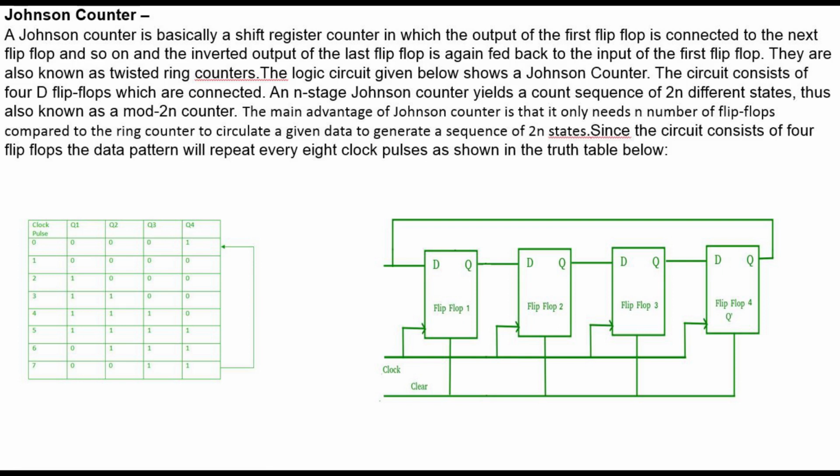An n-stage Johnson counter yields a count sequence of 2n different states, thus also known as a mod 2n counter. The main advantage of the Johnson counter is that it only needs n flip-flops compared to the ring counter to circulate a given data to generate a sequence of 2n states. Since the circuit consists of 4 flip-flops, the data pattern will repeat every 8 clock pulses as shown in the truth table below.